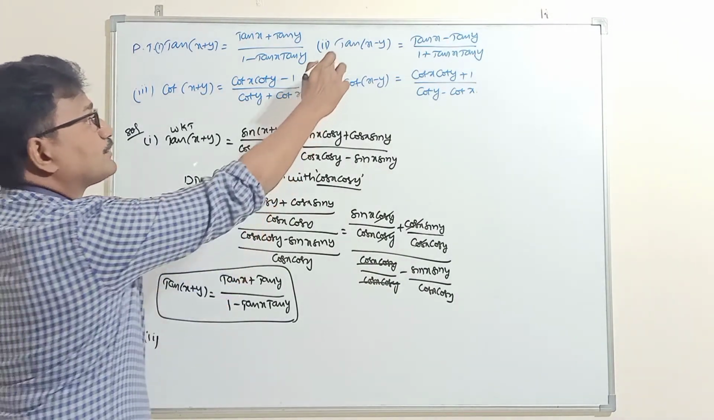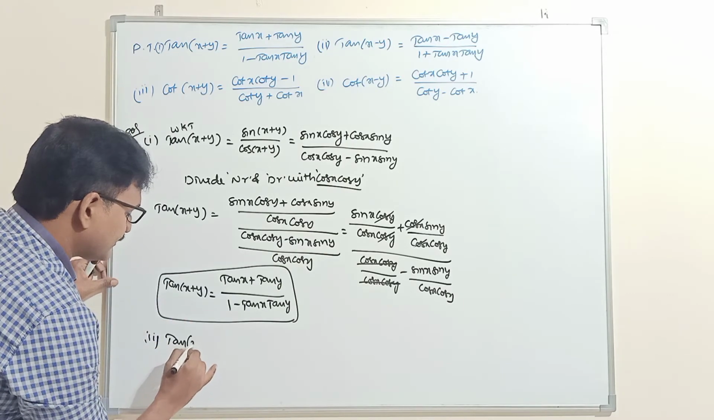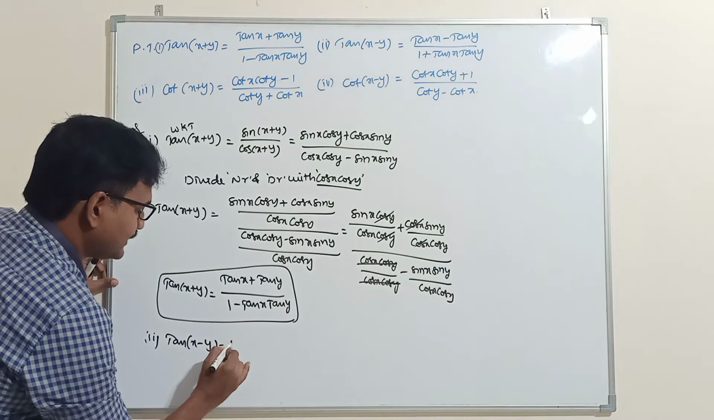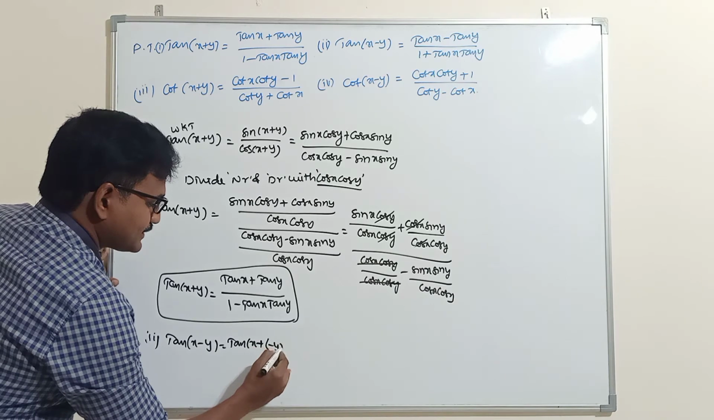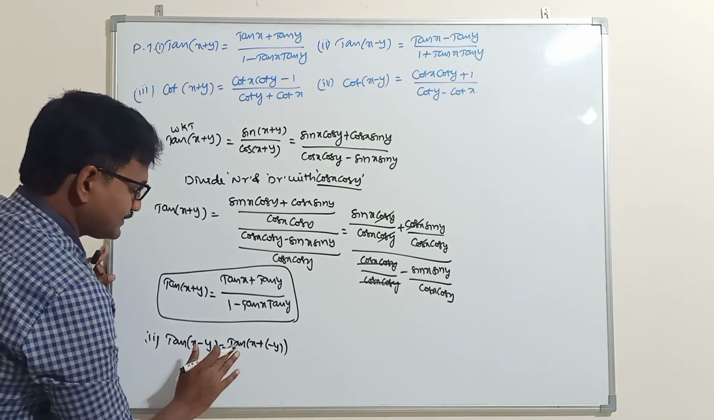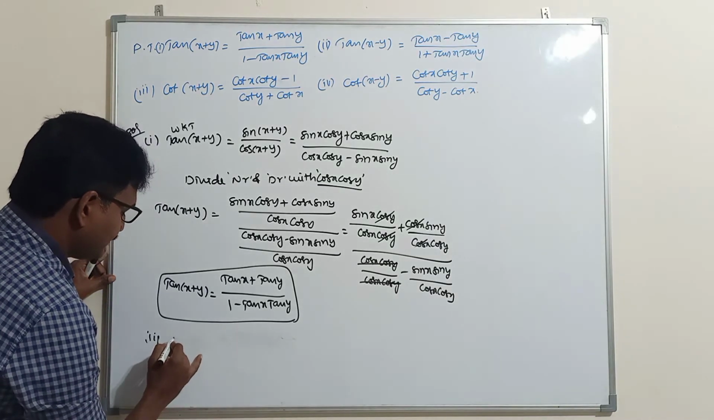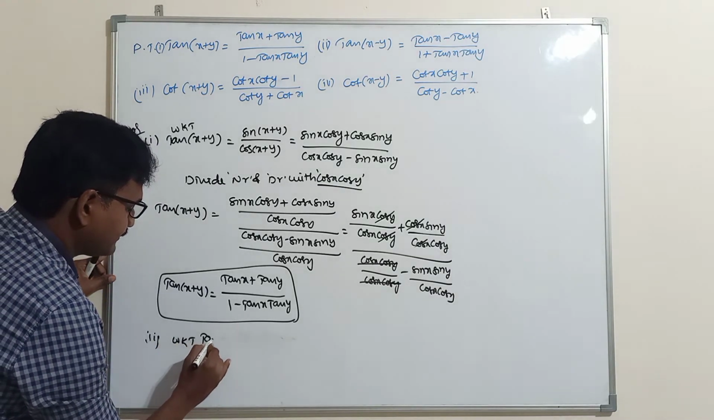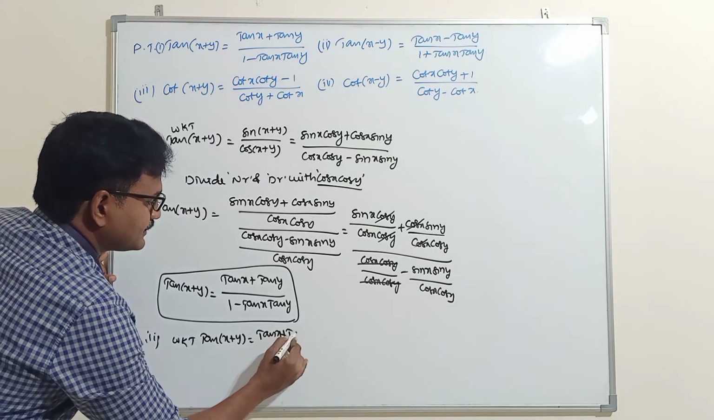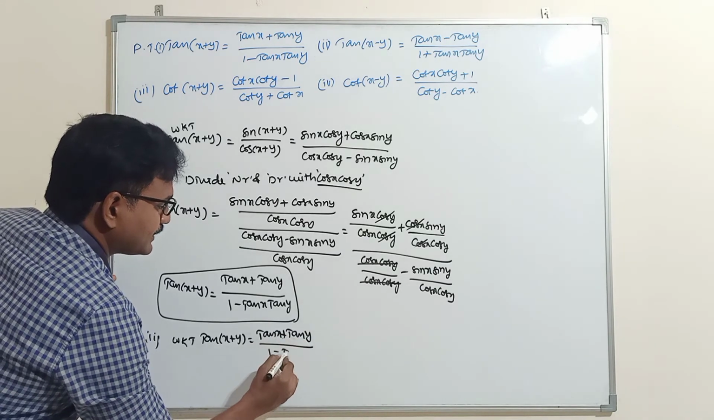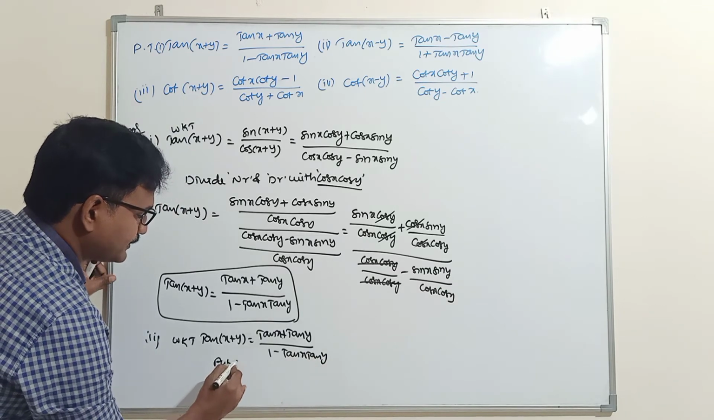Similarly, in the second question, what we have to prove? Tan of x minus y. So to prove tan of x minus y, just replace y with minus y. In the place of y, write minus y. Otherwise do like this. We know that tan of x plus y is equal to tan x plus tan y by 1 minus tan x into tan y. In this, replace y with minus y.